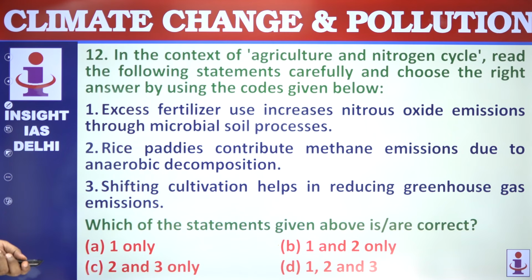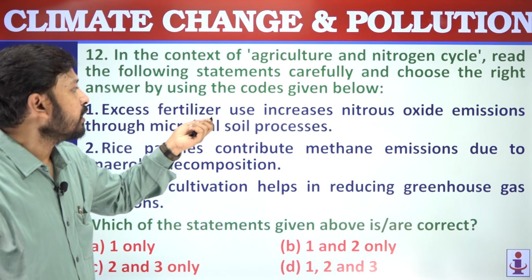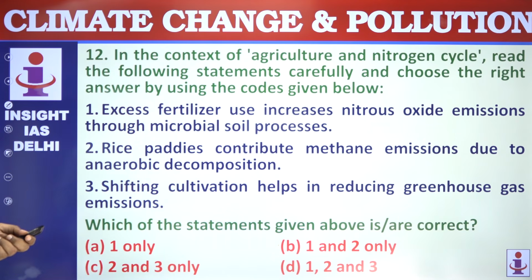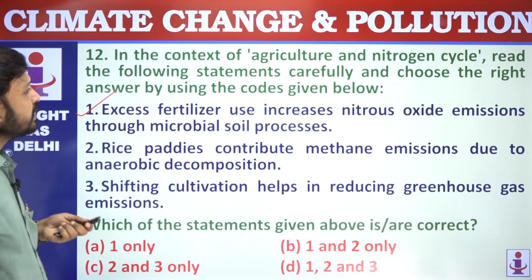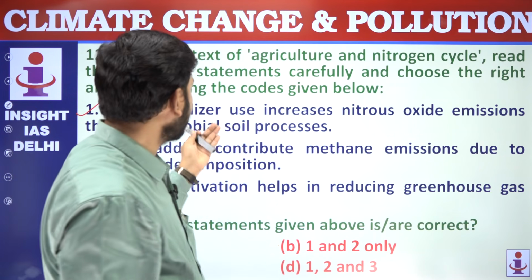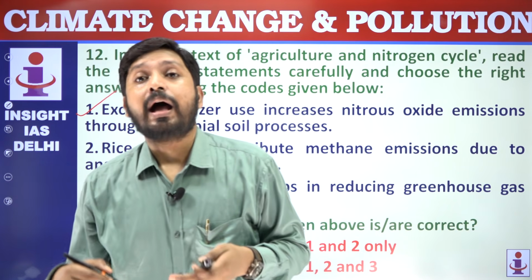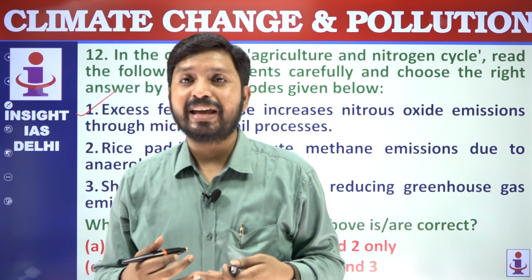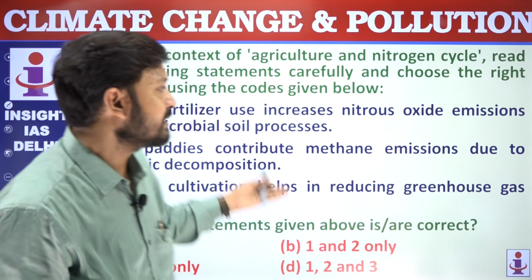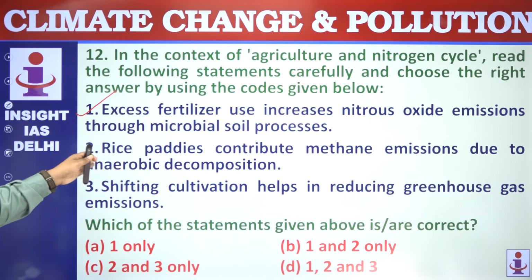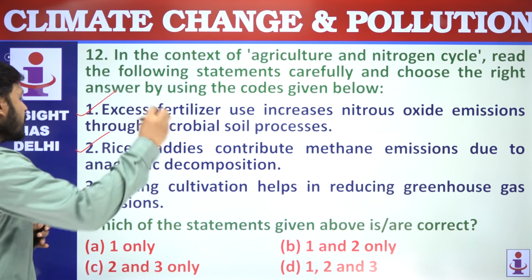In the context of agriculture and the nitrogen cycle, read the following statements carefully and choose the right answer by using the codes given below. Okay, so excess fertilizer use increases nitrous oxide emissions through microbial soil process. Yes, almost 70% of nitrous oxide is generally released from agriculture, because from the fertilizers they have used, it will release this nitrous oxide. And next one, rice paddies contribute methane emissions due to anaerobic decomposition. Yes, this is also a right statement.